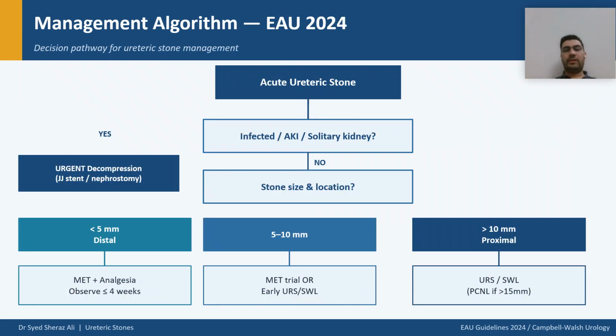Now towards the management algorithm, or critical decision framework, for acute ureteric stones aligned with EAU 2024 guidelines. When a patient presents with an acute ureteric stone, the very first question we ask is: is the kidney infected? Is there acute kidney injury, or is there a solitary kidney? If the answer to any of these is yes, then this is an emergency. We do not wait. We proceed immediately to decompression.